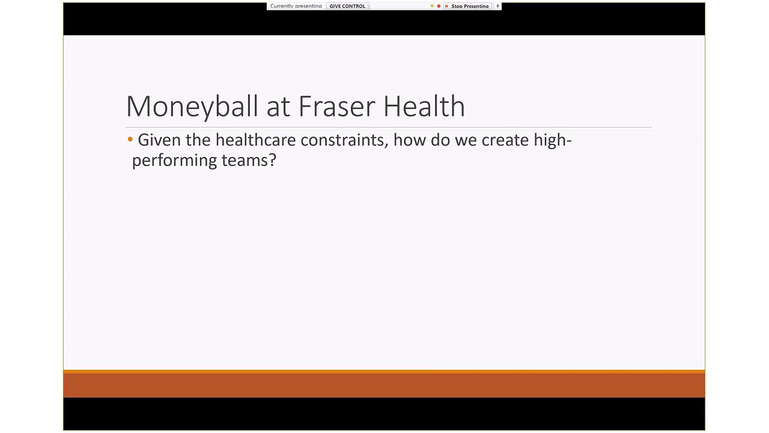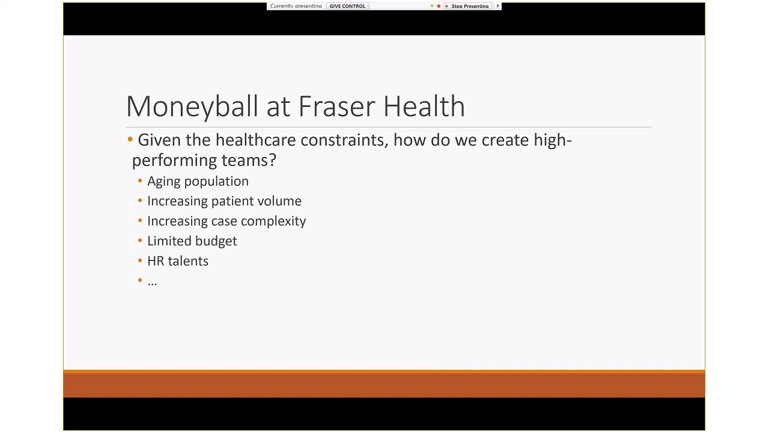And we decided to take a similar concept, Moneyball, at Fraser Health, because we have similar constraints in healthcare. How do we create high performing teams? What are our system level constraints? Well, we have an aging population. We have increasing patient volume. More people are showing up at our emergency door year after year. We have increasing medical case complexity, which is related to our aging population. We have a limited budget that is not keeping up with the medical need. And we also have a challenge with retaining many of our talents. For example, out in Chilliwack, it is very difficult to get staff to work all the way out there, as many people prefer to work closer to Vancouver.